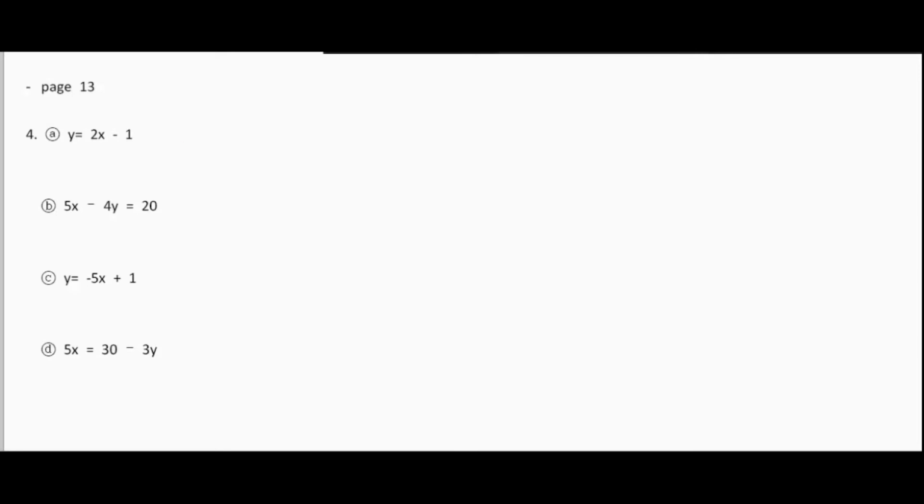I'll first find the ordered pair that matches. I'll put 1 in the x, and it'll be 2 multiplied by 1 minus 1, so it'll be 1. So one of the ordered pairs will be (1, 1). And this time I'll put 2 in it, and it'll be 2 multiplied by 2 minus 1, and it'll be 3. So another ordered pair that matches is (2, 3).